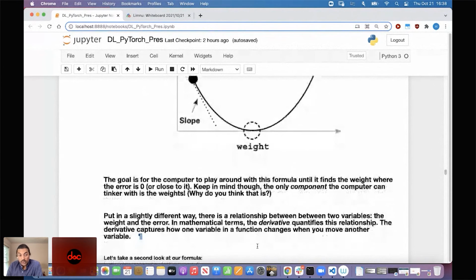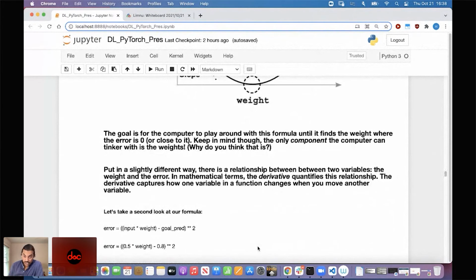The goal is for the computer to play around with this formula until it finds a weight where the error is 0. Put in a slightly different way, there's a relationship between these two variables, the weight and the error. In mathematical terms, the derivative, remember that word from way back? It's back again, better than ever. The derivative quantifies this relationship. But I don't want to go down that rabbit hole of calculus, it's really not necessary. If you can see this conceptually, you can understand this is what the computer is doing behind the scenes.